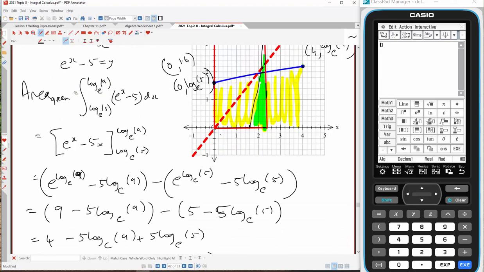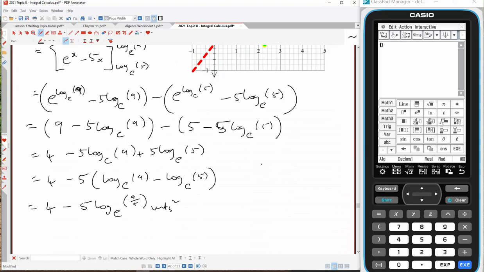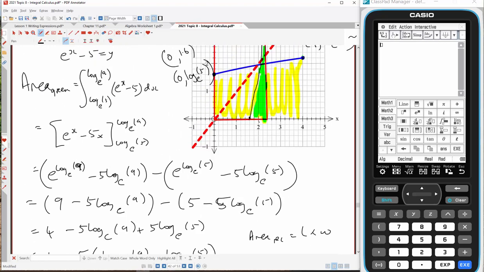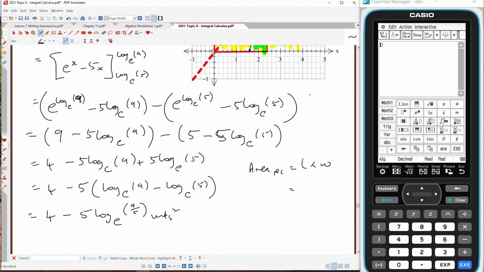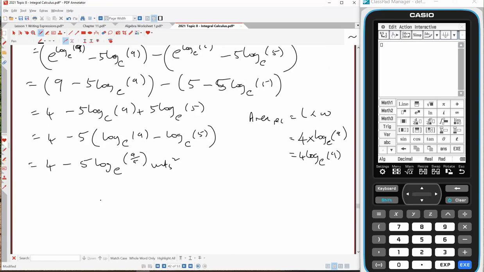Right, now what I'm going to do is find the area of the rectangle. So I'll do that over here. Area of the rectangle is the length by the width. The length, we'll go this dimension here, is log e 9. The height, how high does it go? 4. So it's going to be 4 times log e 9, or just 4 log e 9 is the total area. Right, so that's the rectangle.